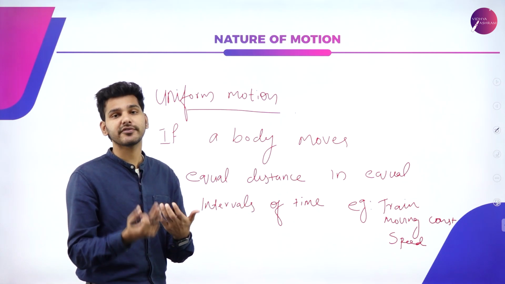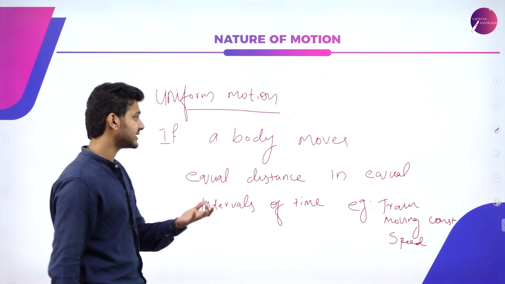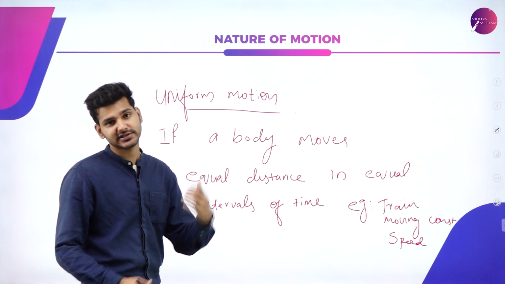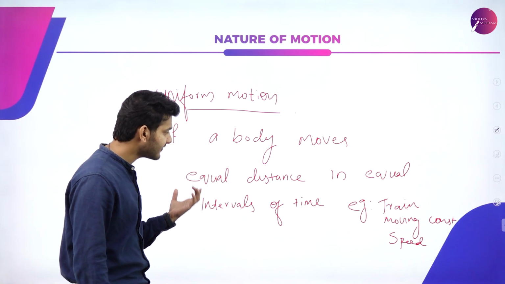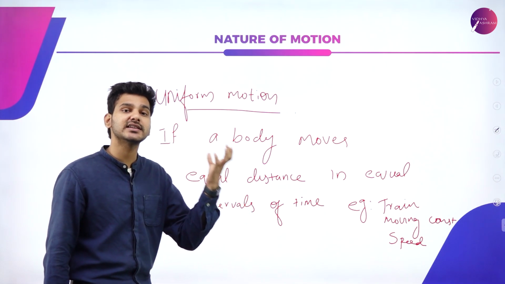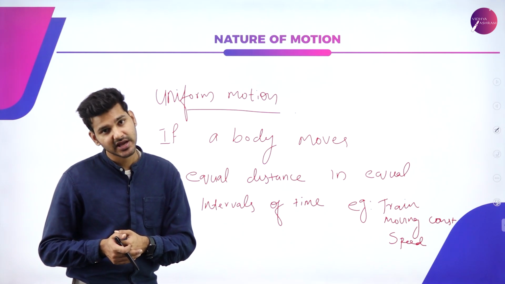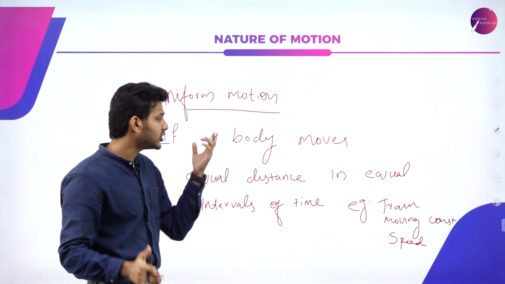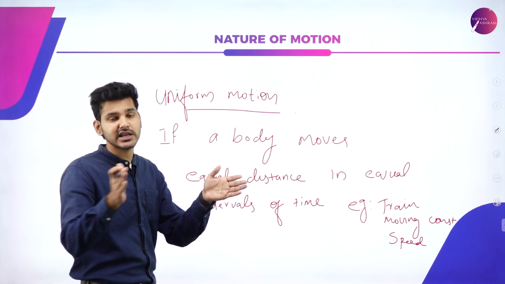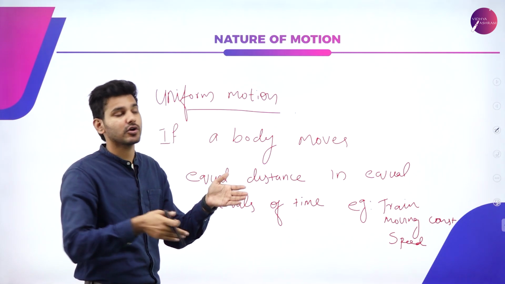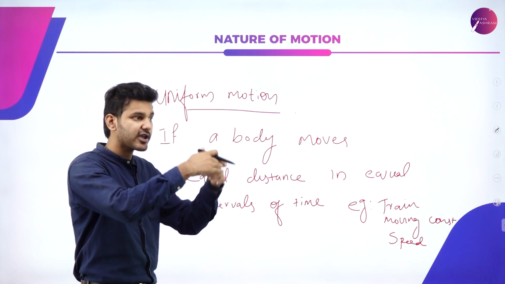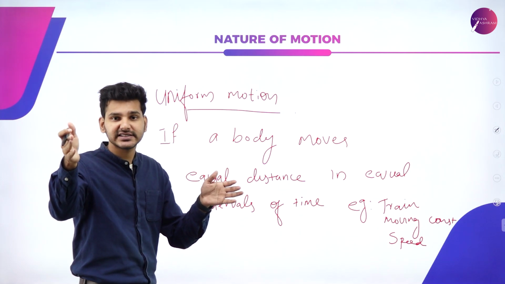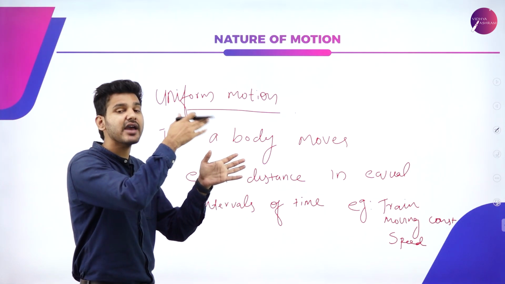And what about non-uniform motion? The only difference is that the body won't be covering equal distances in equal intervals of time. That is, the body will be covering different distances in equal intervals of time. That is, if I am taking 10 seconds to watch an object move, for uniform motion, for every second it will be moving 1 meter, 1 meter, 1 meter, or 2 meter, 2 meter, 2 meter, or 5 meter, 5 meter, 5 meter.